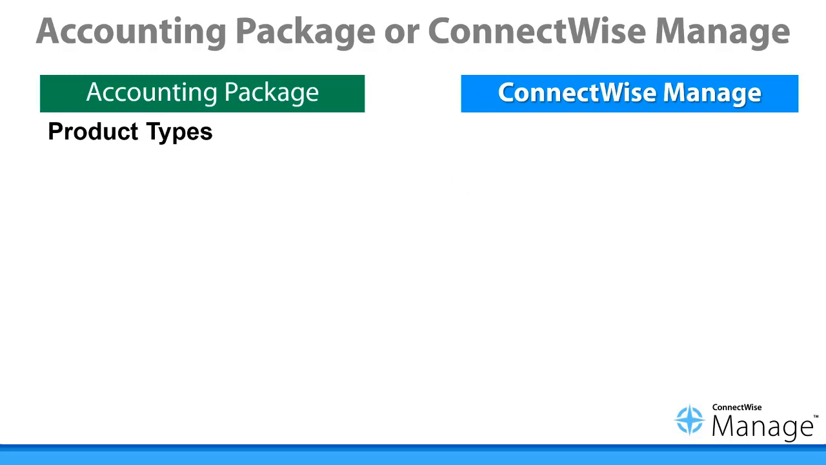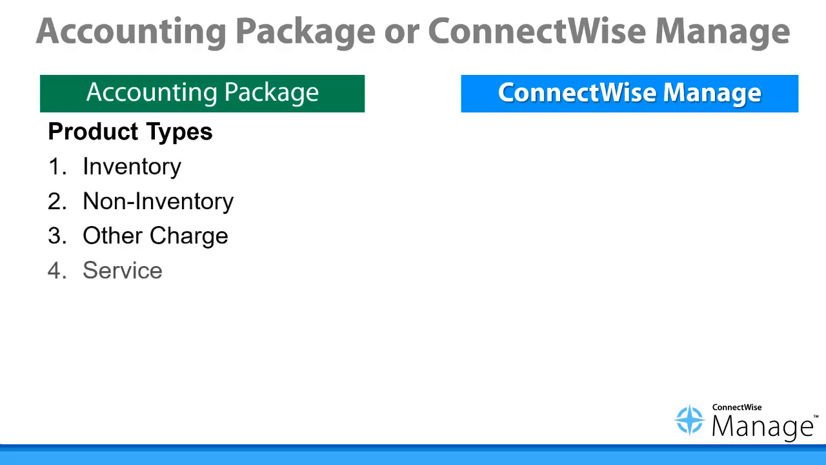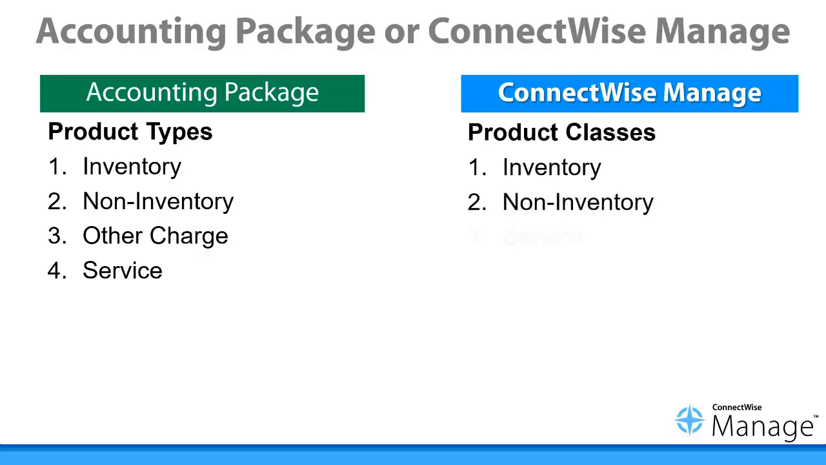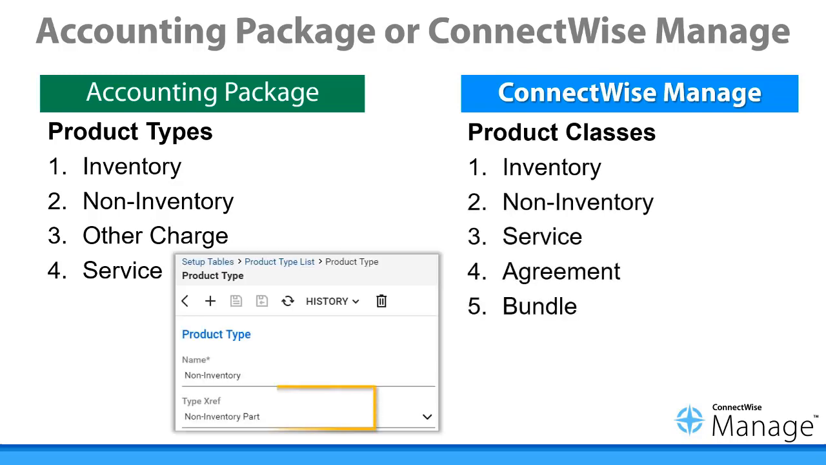Accounting packages typically only have 4 product types of items: inventory, non-inventory, other charge, and service. In ConnectWise Manage, you can use any description for the product type. The type cross-reference field controls the type of product that gets created. This field is hard-coded with the 4 product types. Complete the product type cross-reference in the product type setup table.